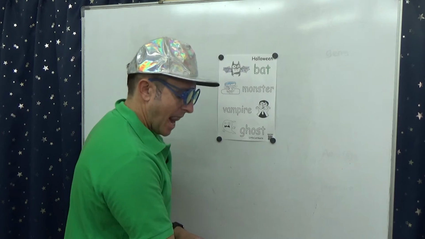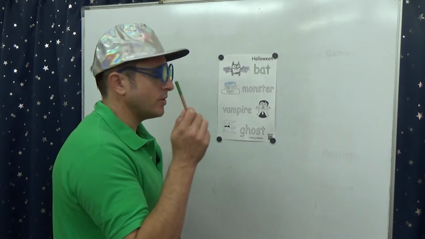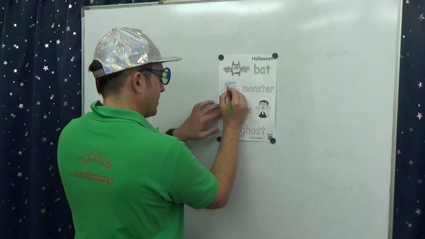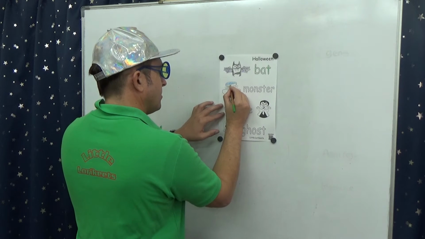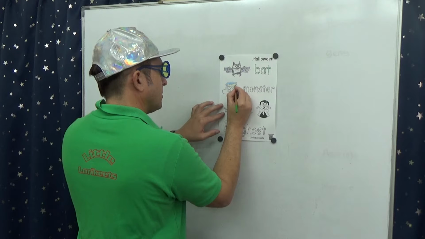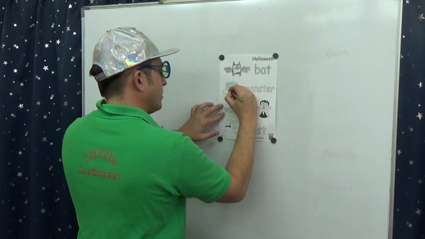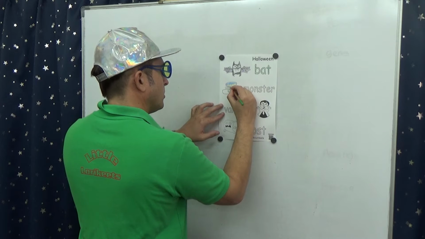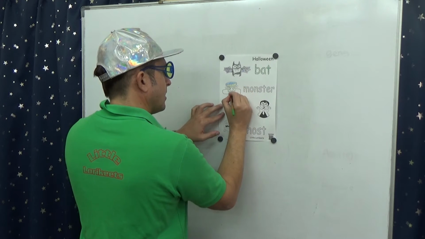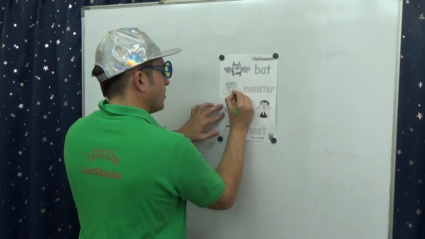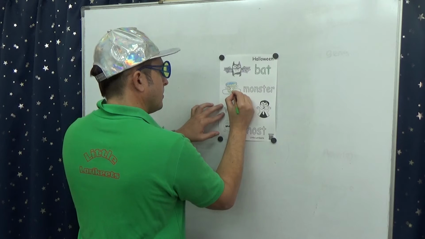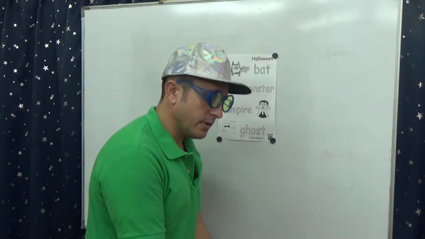Now let's use light green to color in Frankenstein's face. The monster's face. Try not to go over the eyes, little Lory, or the nose. Color, color, color. Coloring in. Now, what did you say for the clothes?